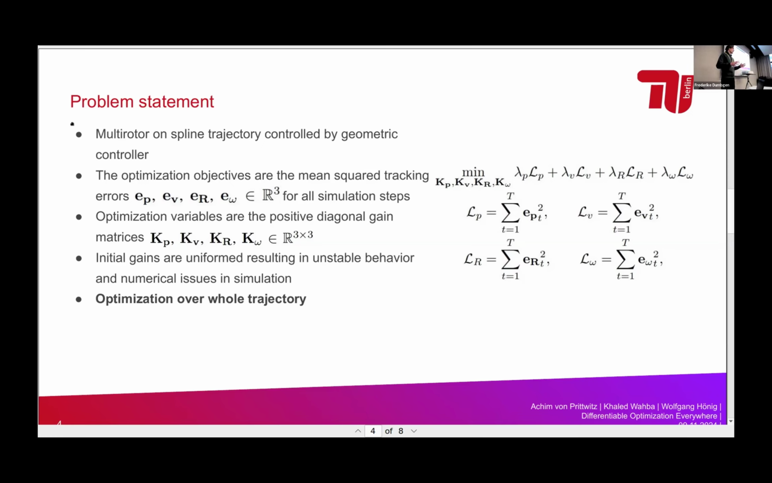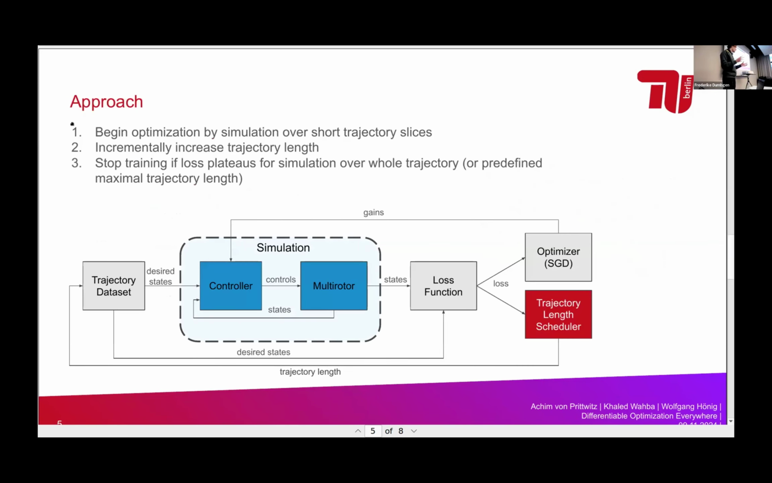So we assume that simulating the system with the gains we use in the beginning is not stable, in the sense that we get numerical overflows and the physical system would simply crash. However, we want to optimize over the whole trajectory. So we end up in the situation where we want to simulate over the whole trajectory, but given our gains, we cannot.